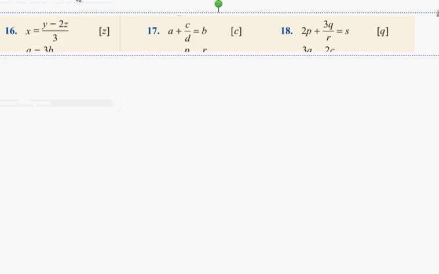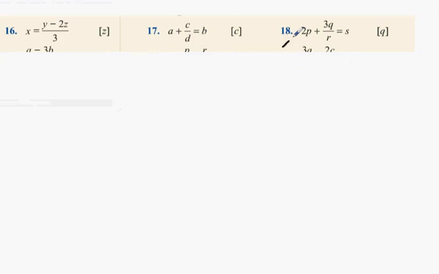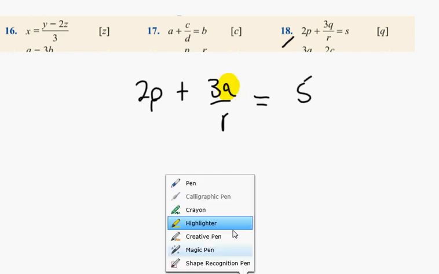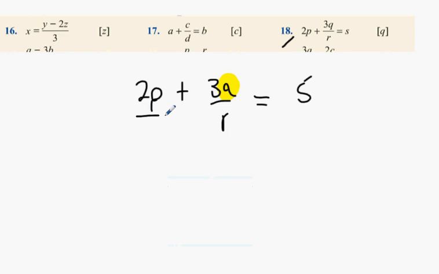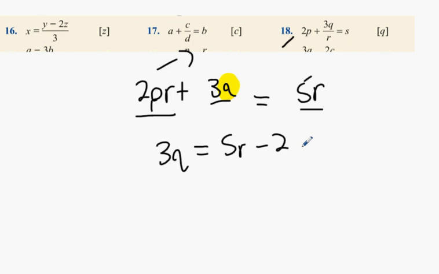Don't just always pick the highest number either. Alright? 18. 2p equals 3q over r equals s. Our target is to get the q on its own. We don't like fractions. R on the bottom, R on top. SR over R. The r's disappear. We then get 3q equals, move that over to your side, 5r minus 2pr.